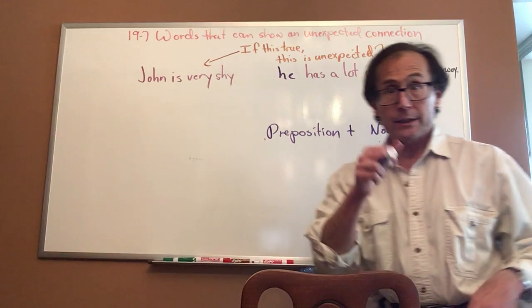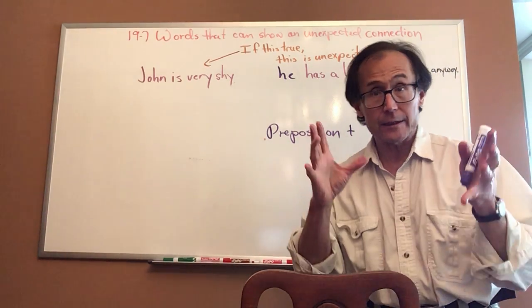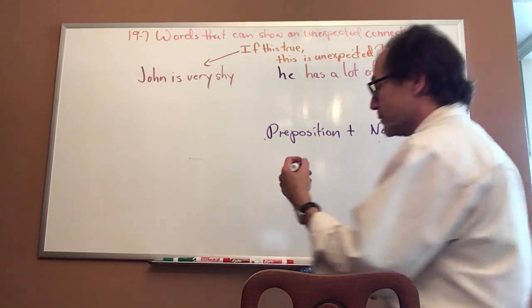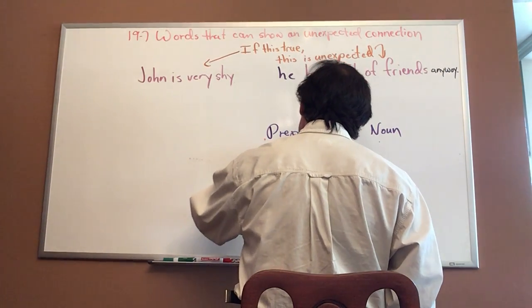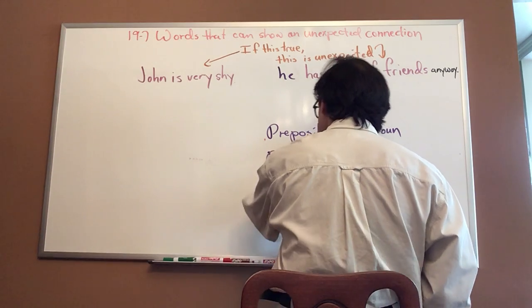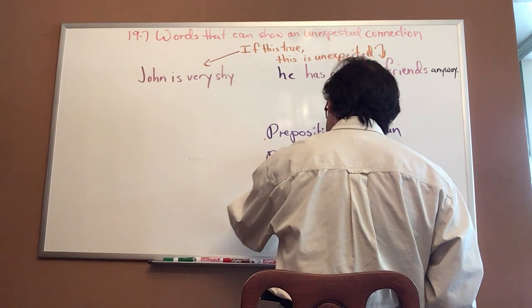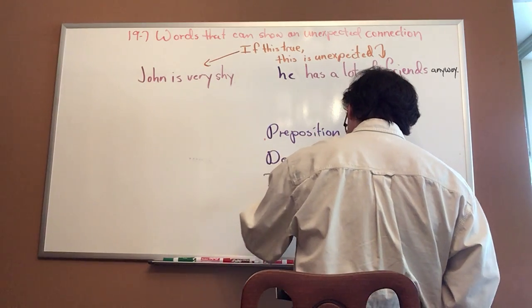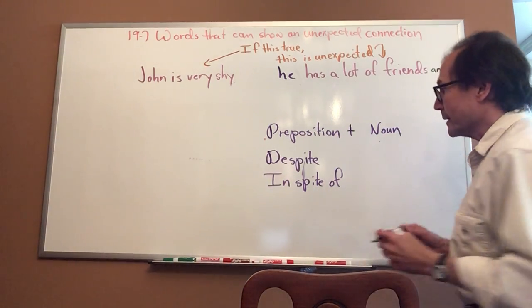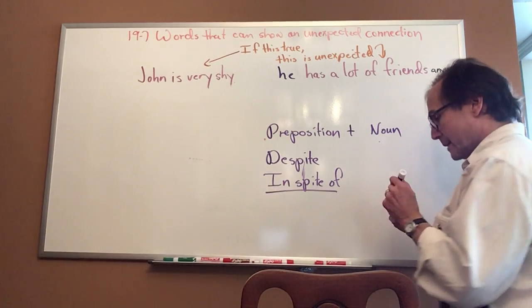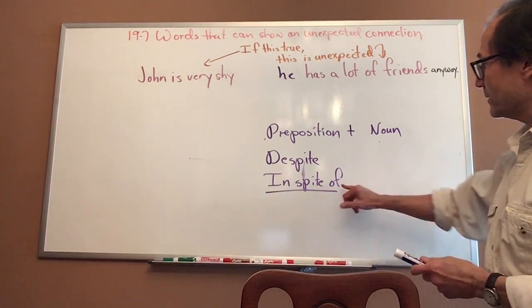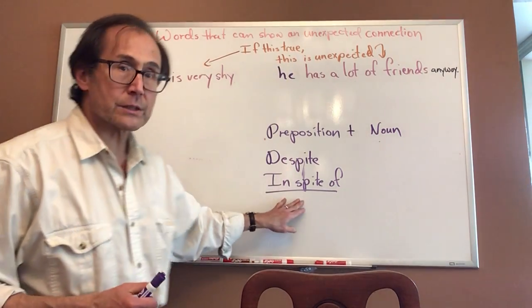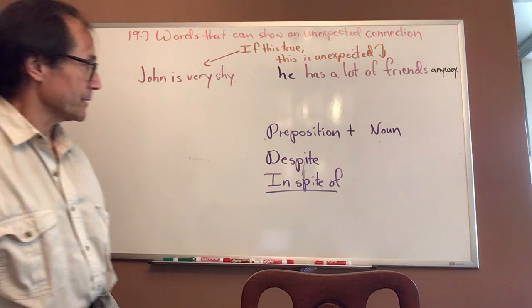Now, some prepositions in English can show that something is unexpected. So what are those prepositions? Those are despite and in spite of. Okay? In spite of, not really a preposition, but of is a preposition. So in spite of is a phrase that works like a preposition because it ends in a preposition.